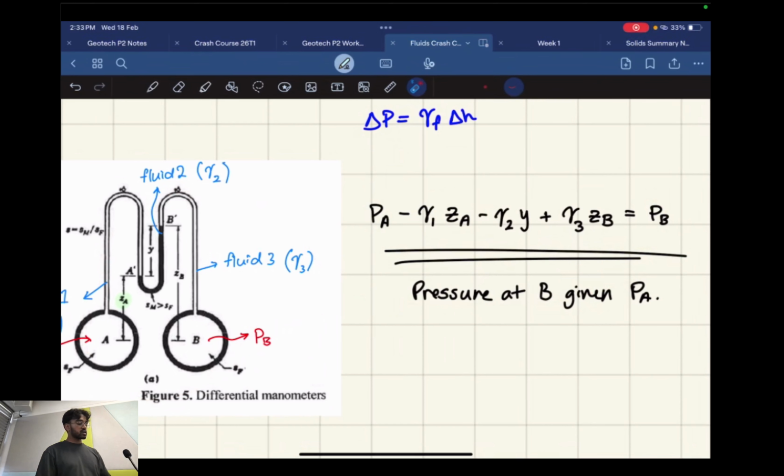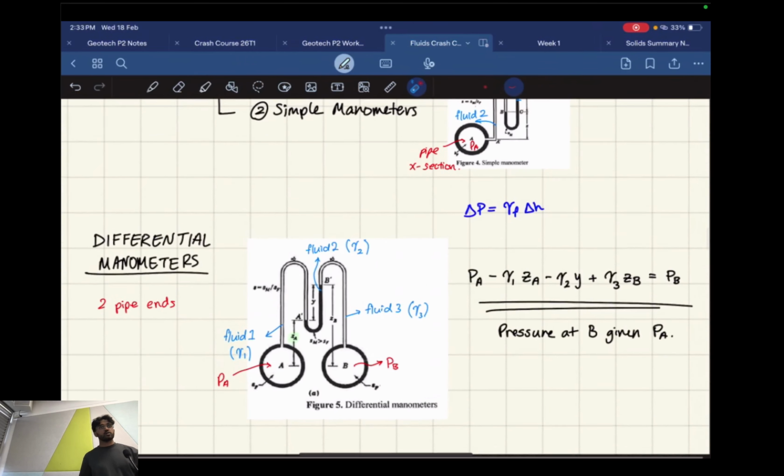Right? So you might get a weird arrangement. You might get something like this. So let's say fluid 1 comes here, then you have another fluid here, another fluid, another one, another one. So you might get 1, 2, 3, 4, 5, 6, 7 different fluids. Right? In this case, your formula is going to change. And I'll actually show you guys how to figure out this kind of formula.